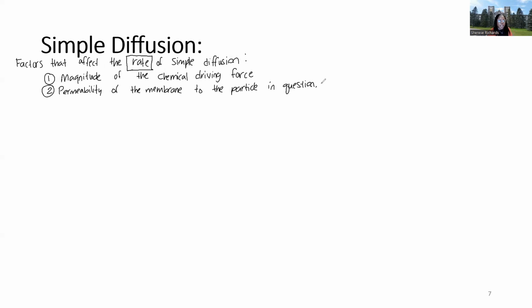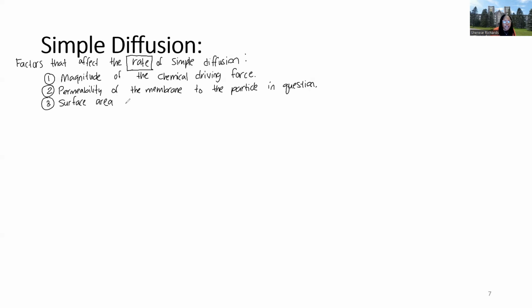Again, the particle in question must be able to go through that membrane for us to begin to think about influencing the rate of simple diffusion. If the particle can't get through the membrane, there is no simple diffusion, right? It must be able to move through that phospholipid bilayer. The third factor that will determine how fast simple diffusion occurs is the surface area that is available.